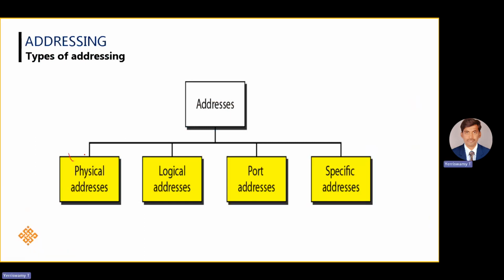First one, physical address. Physical address is also known as MAC address, Ethernet address, or we can call it link address, machine address, and so on. Then logical address. This address is also known as internet address or IP address. And we should know what is port address, and lastly specific address. So we will see one by one.